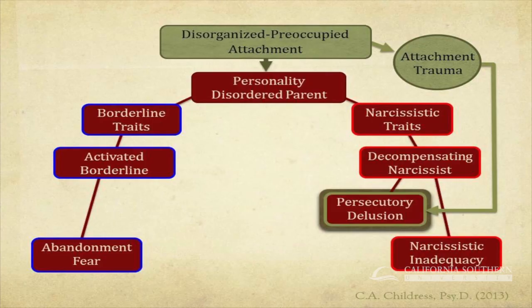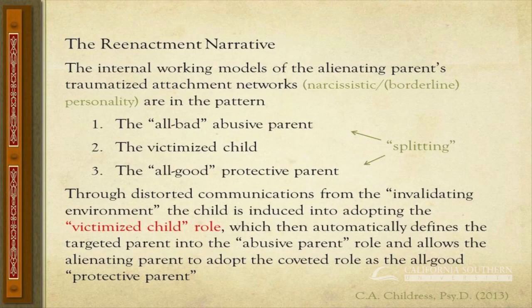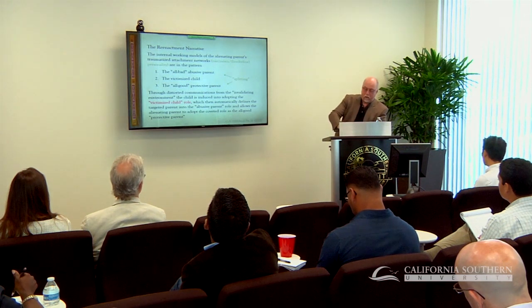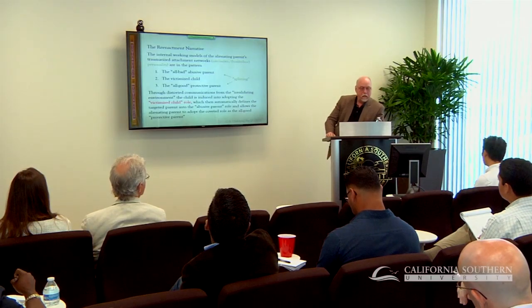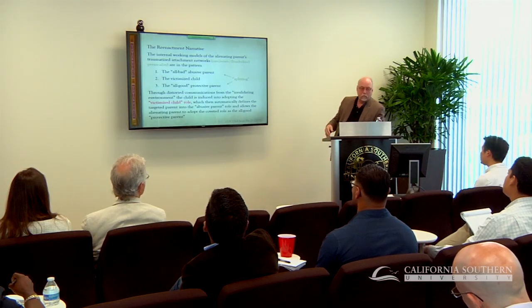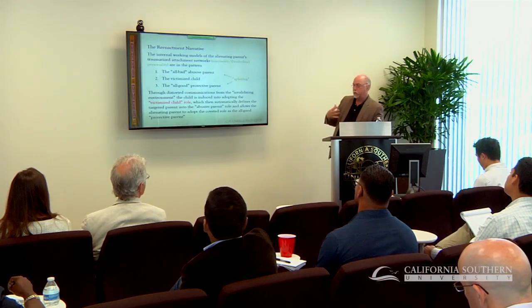So you have the trauma networks feeding into the delusional process, the persecutory delusions off of this. The internal working models of the alienating parent's attachment trauma networks are in the pattern of all bad abusive parent, victimized child, and all good protective parent. And then through the distorting, invalidating environment communications coming off the alienating parent, this whole reenactment, the child is induced into adopting the victimized child role, which automatically defines the other parent as abusive, which automatically allows the parent to become the protective parent.